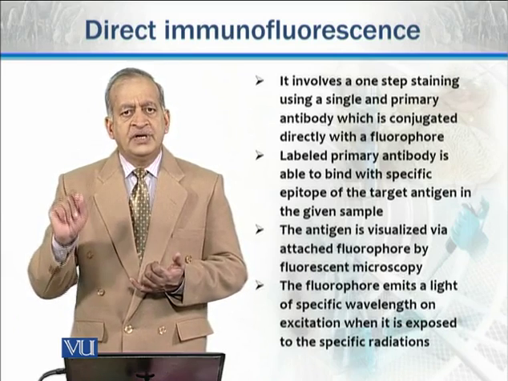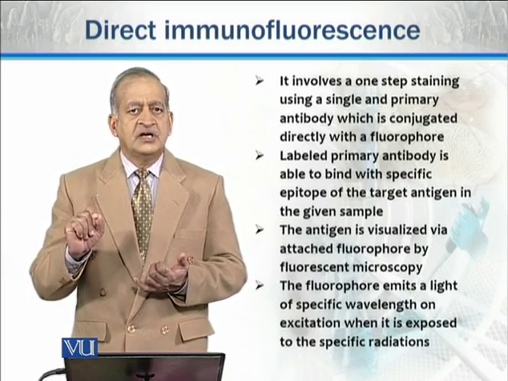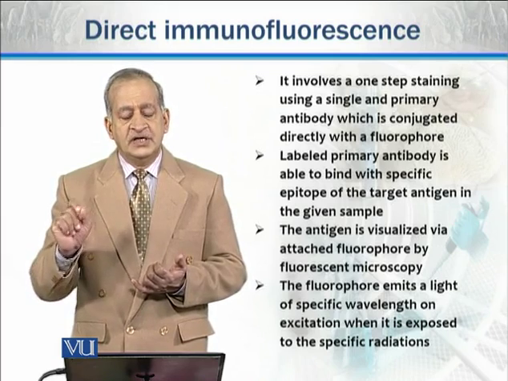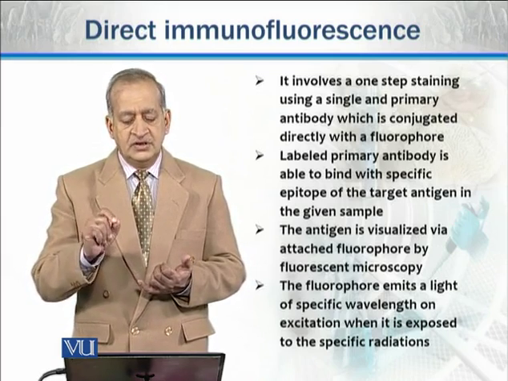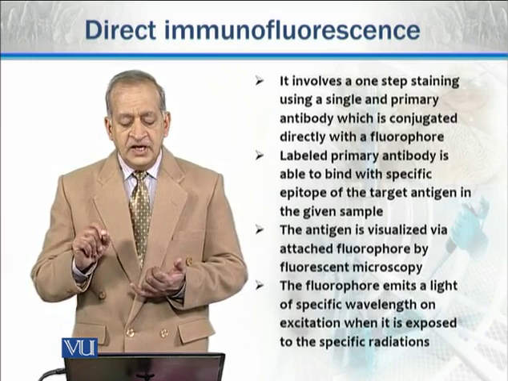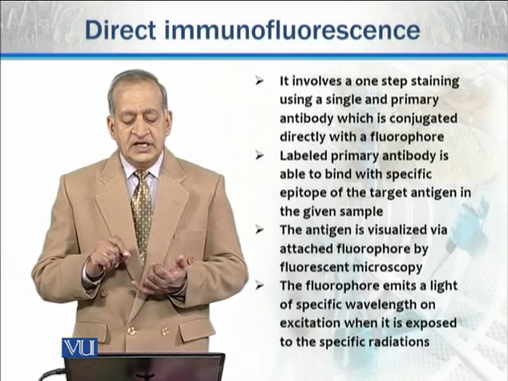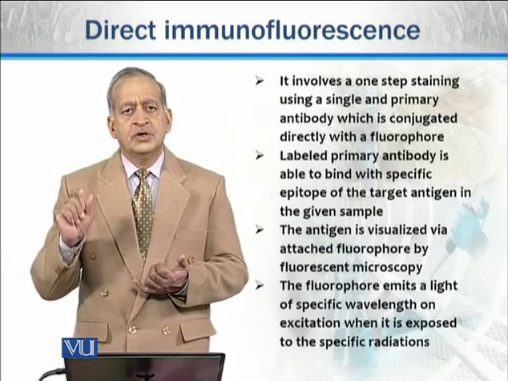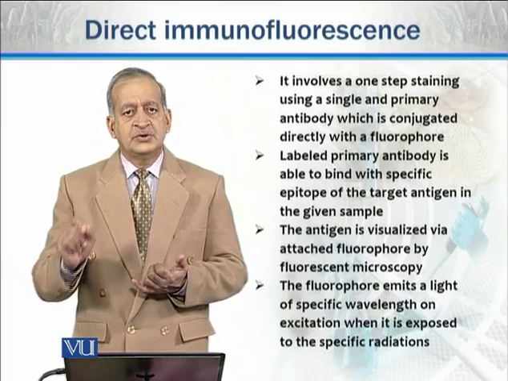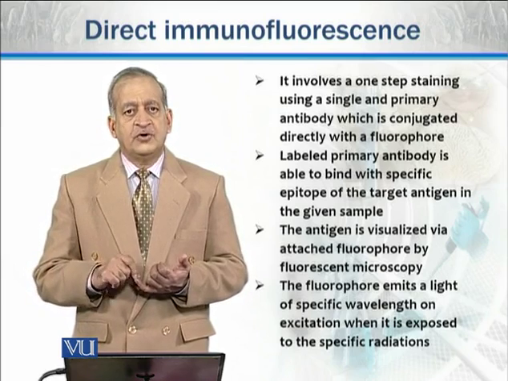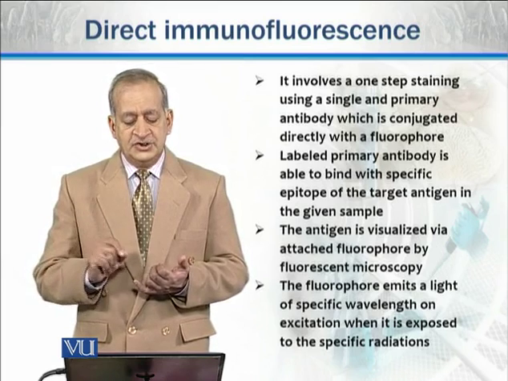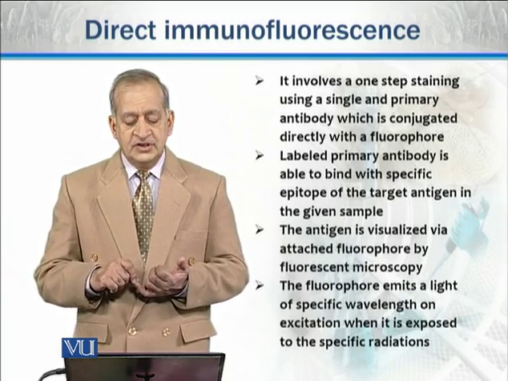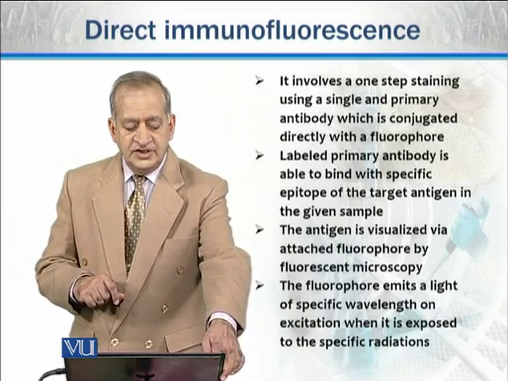So this targets one particular site of the antigen. It's not targeting the whole of the antigen, but one particular part of the antigen, which is named as epitope, that is stained with this labeled primary antibody. Antigen is visualized via attached fluorophore by fluorescent microscopy. So this attached fluorophore is actually the factor which is responsible for visibility of that particular antigen. The fluorophore emits a light of specific wavelength on excitation when it is exposed to the specific radiation.